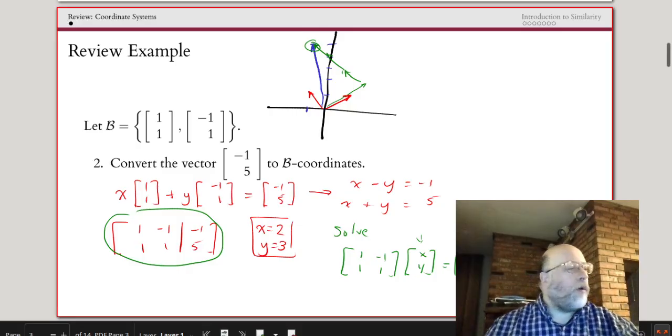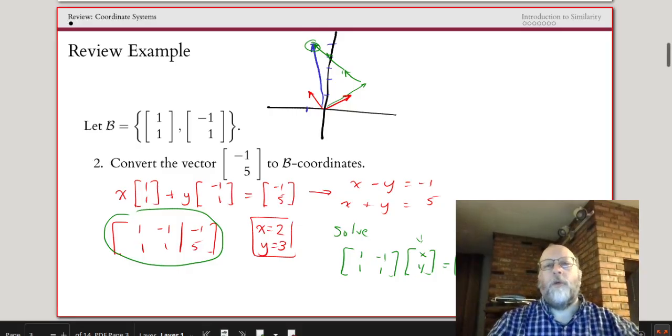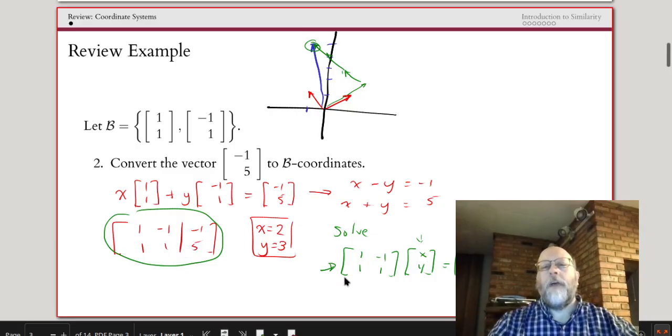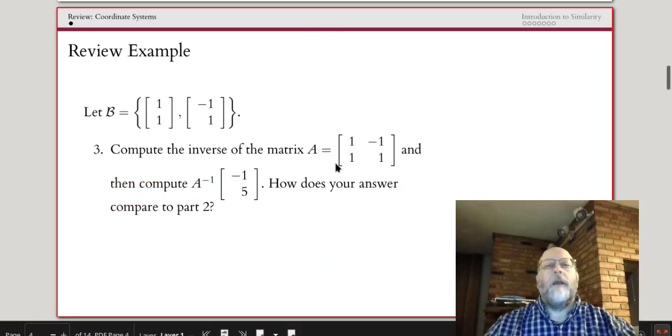We're going to do one more review example, and then we'll start with the new material. Because we have two ways that we can solve this. The traditional way is to row reduce this system. But the other way is that we can find the inverse of this matrix and multiply the inverse on the other side. So let's try that. Compute the inverse of the matrix 1, negative 1, 1, 1.